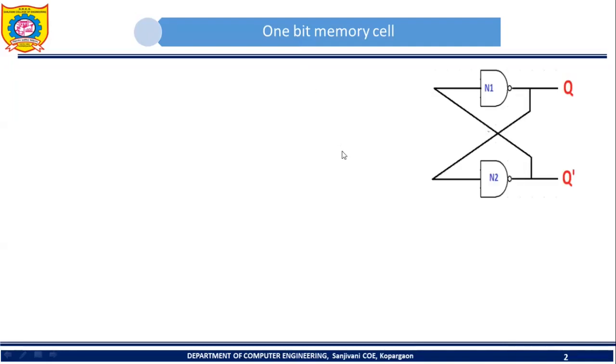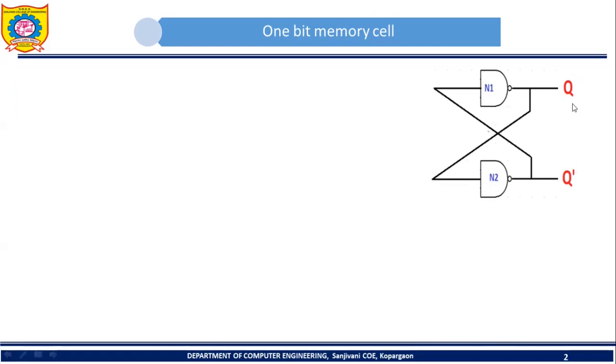So let's start. See, this is a circuit which can act as a 1-bit memory cell. It means that in this particular circuit, you can store either 1 or 0. You can store only 1-bit data, either 1 or 0. In this circuit, you can see there are two NAND gates, N1 and N2. The output of NAND gate N1 is, suppose, Q, and the output of the second NAND gate is, suppose, Q prime.